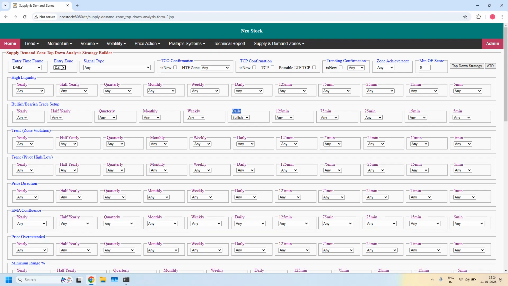For the daily time frame, I am including even pierced zones because you learned the pierced strategy in lesson 28. They might be helpful to you. And those who don't want to use pierced zones, you know the pierced count in the report. If the pierced count is not 0, you can ignore them. So I am setting zone achievement to violated opposing zone. Minimum odd enhancer score is 12. Now only 2 filters are set for the daily time frame.